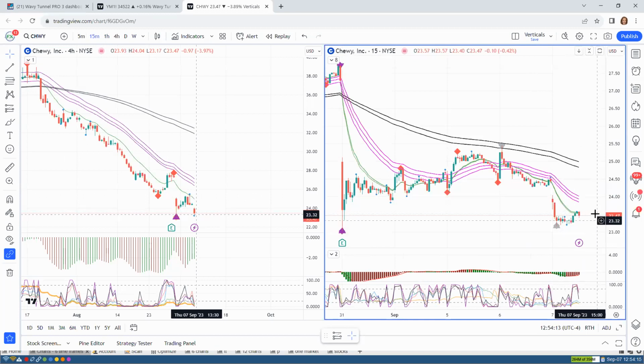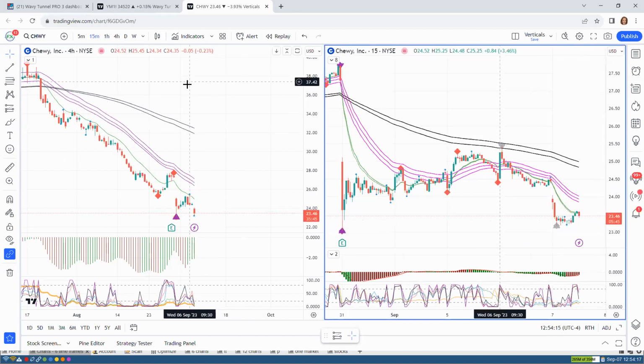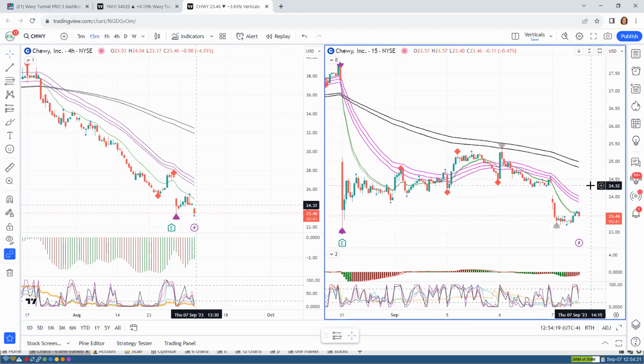You want to wait for a pullback. If we break down below these levels, then yeah, we'll probably go lower. Couple dollars maybe. Okay. We have 5 minutes left. So was there anything else? Okay, I'll look at Microsoft.